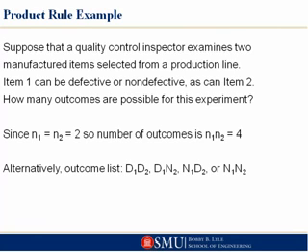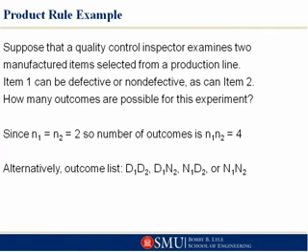Defective or non-defective. Item 2 gets pulled after item 1. It also can be either defective or non-defective. So N2 is equal to 2. So the total number of outcomes in the sample space for selecting item 1 and then item 2, back to back, so to speak.